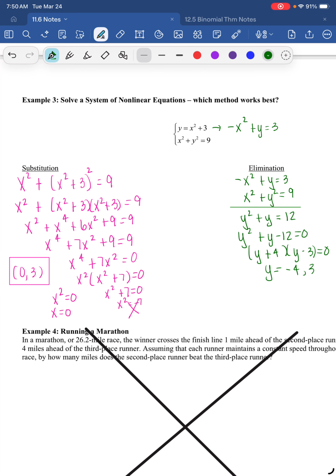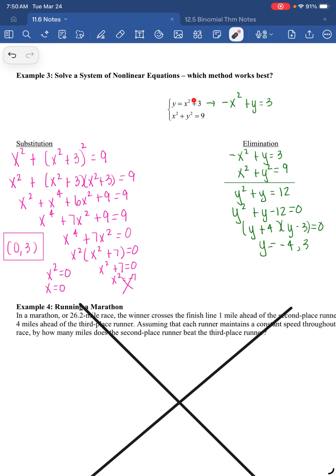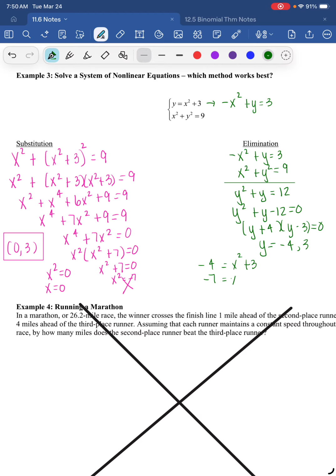And now I'm going to substitute back into either equation, so you could plug into the first equation, or you could plug into the second equation. I'm going to plug into the first equation. It does not matter which one you choose. So I'm going to plug in negative 4 for y. And so I'm going to get negative 4 equals x squared plus 3. Subtract 3. Oh, look familiar? Same thing we got in the previous. x squared is negative 7. No can do.